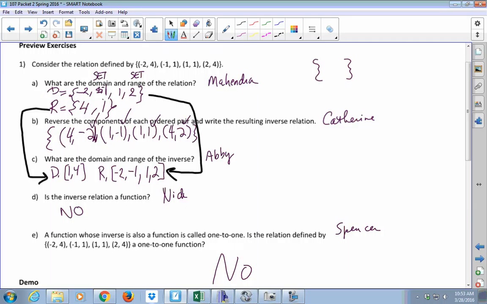All right. The domain and range. Yes. So the domain is curly brackets 1, 4, because it's a set. Always keep in mind it's a set. And the range is -2, -1, 1, and 2, as a set.